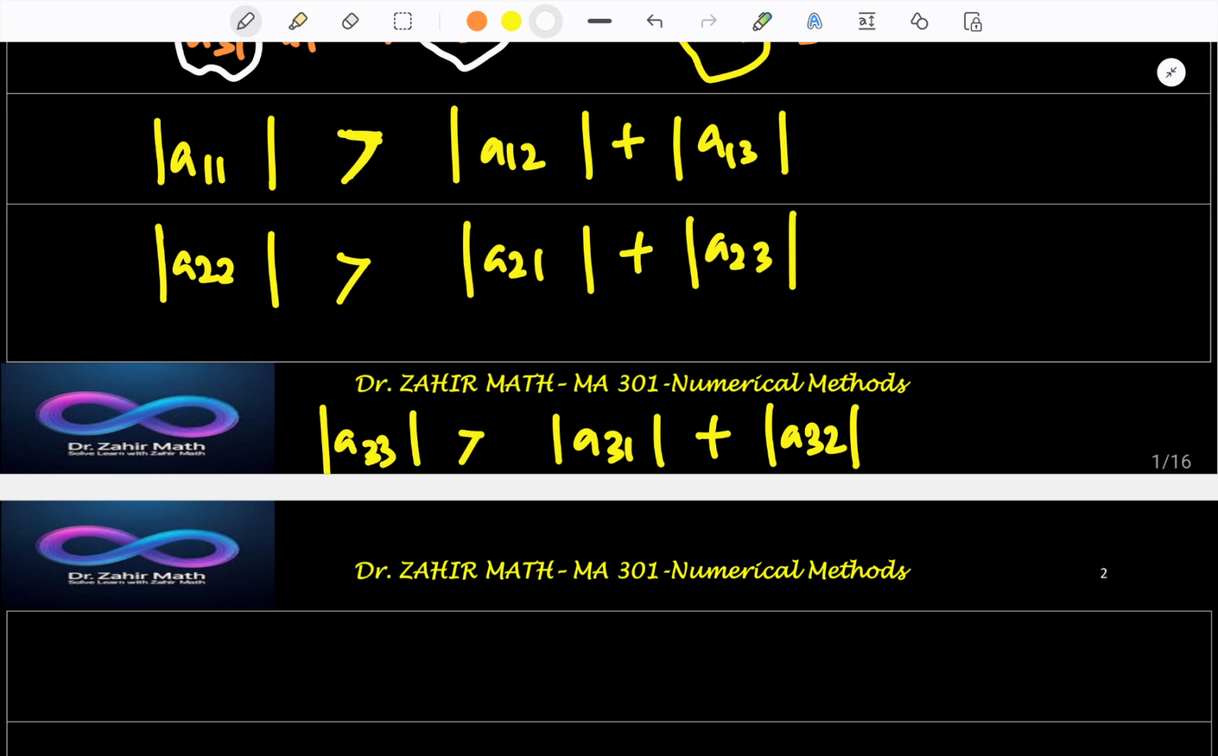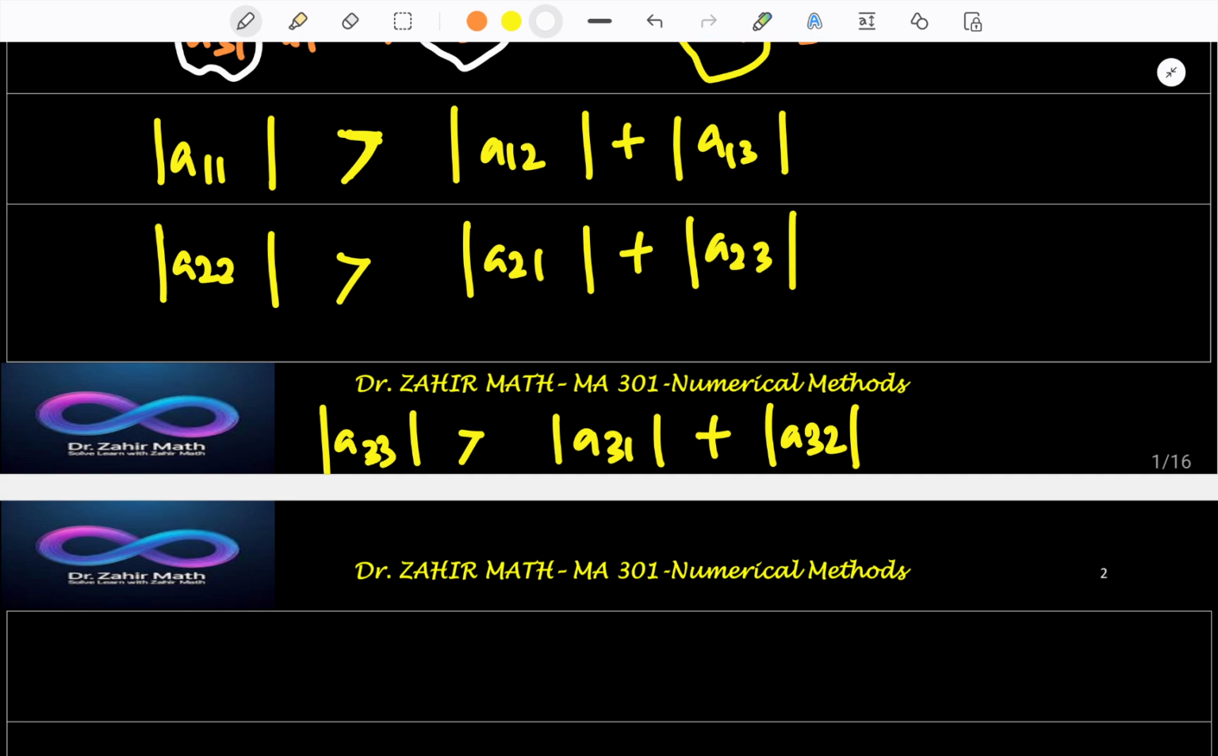Again, I'll repeat in words. Each diagonal element must be greater than the sum of the absolute values of the other elements in the same row. Clear, everybody? Other elements in the same row.